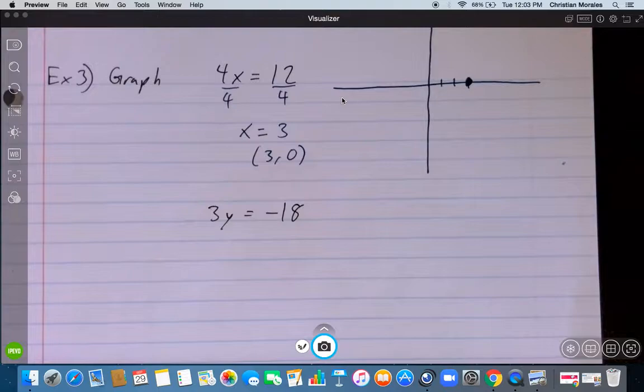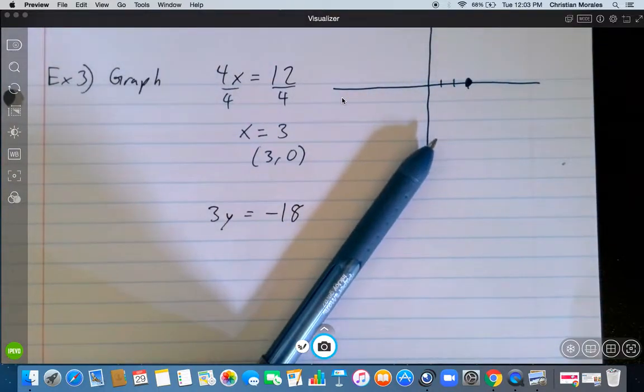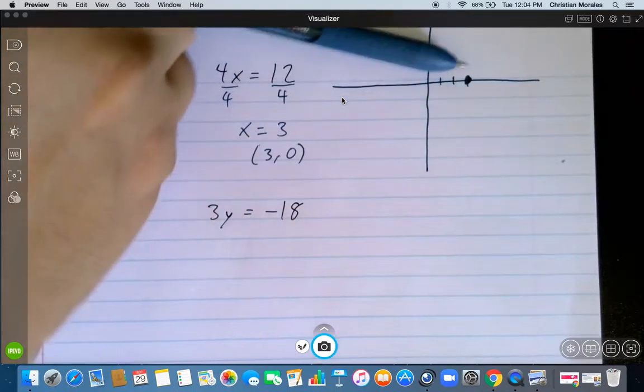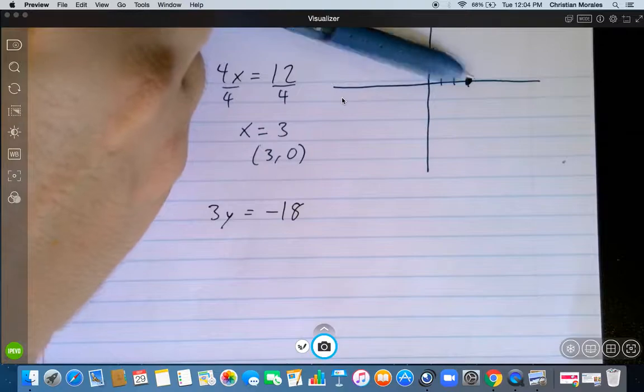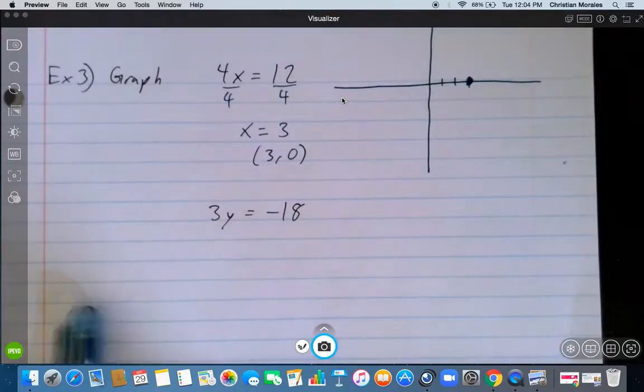Now this is where it's kind of weird. Because if you draw a line like this, it's going to cross the y-axis. If I draw a line like this, it's going to cross the y-axis. If I draw a line like this, it's going to cross the x-axis. The only way there is no y-intercept is if your line goes this way.